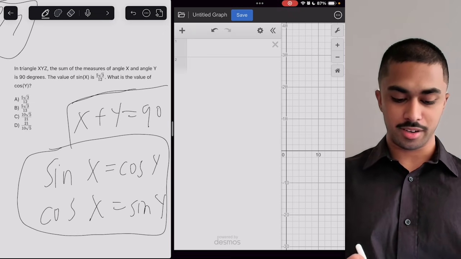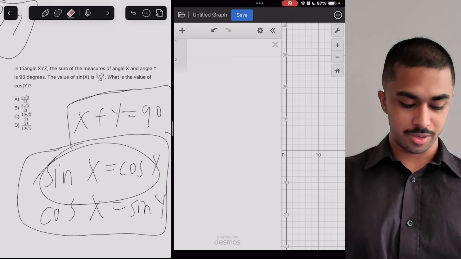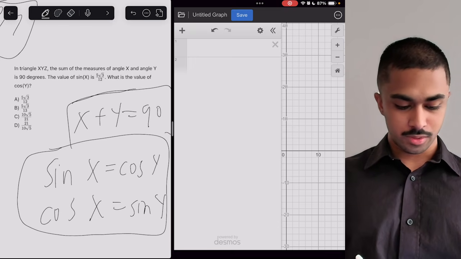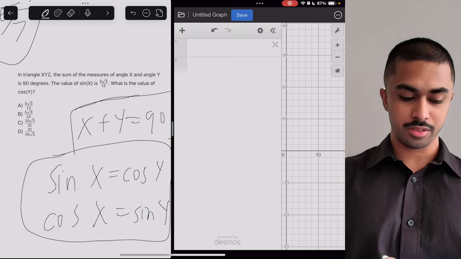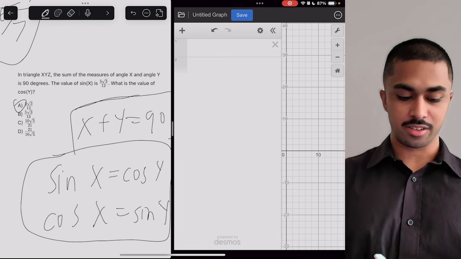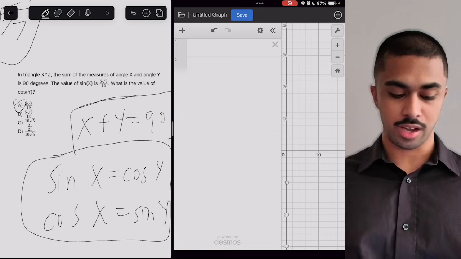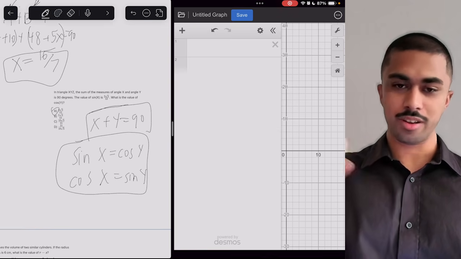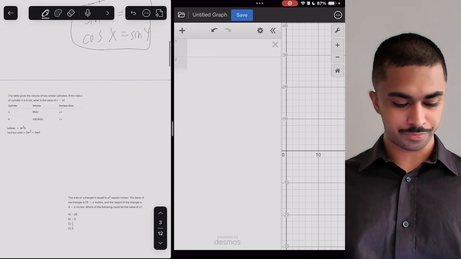I need you to memorize this identity. Basically, if you ever see this, that means the angles are complementary. Same thing if you see this. What does that mean? So if angle X and Y add up to 90 degrees, that means sine X equals cosine Y. So we can immediately answer choice A, because cosine Y is going to equal sine X. I'm sorry, I didn't even read the question. I should have read the question first. But I think you get the point because the last question was pretty similar.